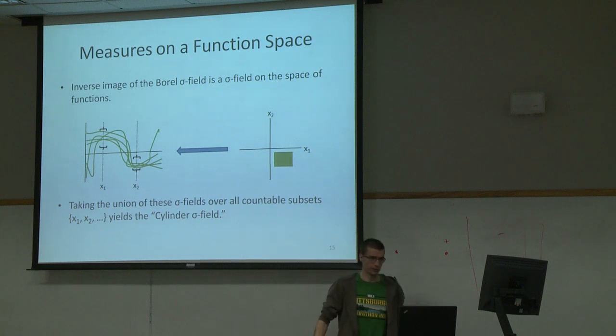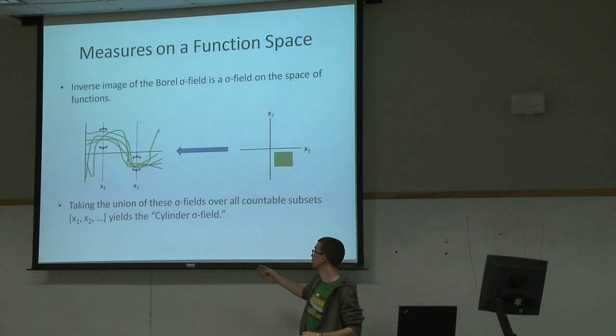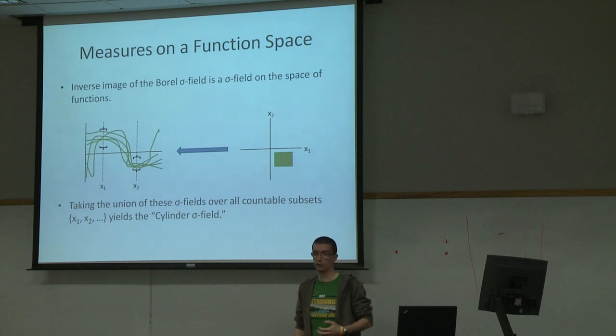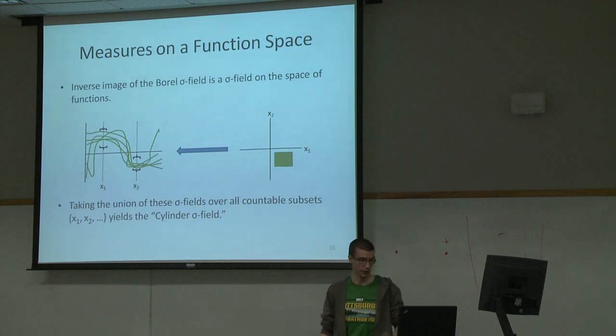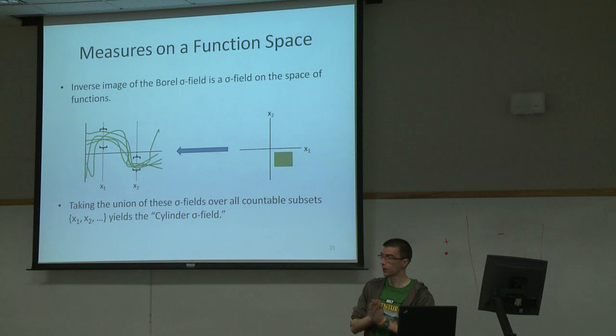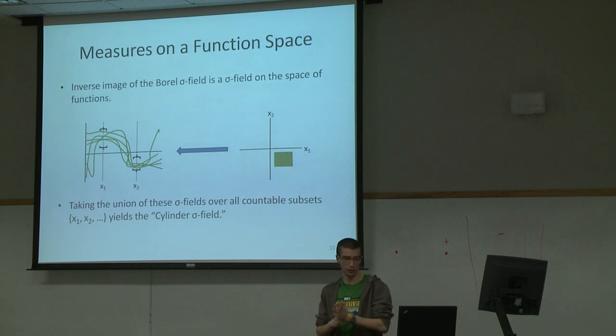But this is kind of weird because it depended on this choice of x's. So the sigma field traditionally used on function spaces, you just take the union of all of those over every countable set of points in the index space. And that's called the cylinder sigma field. I guess it doesn't really matter whether or not I've lost you, but if so, then we can talk about this at the end if you like.